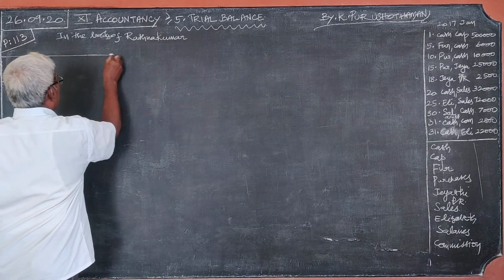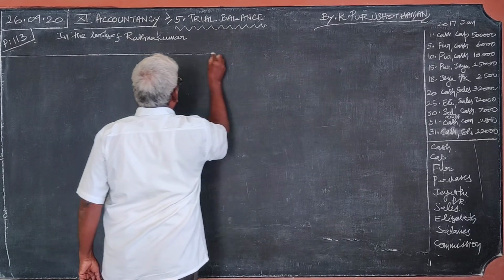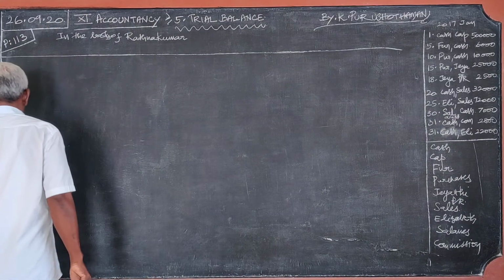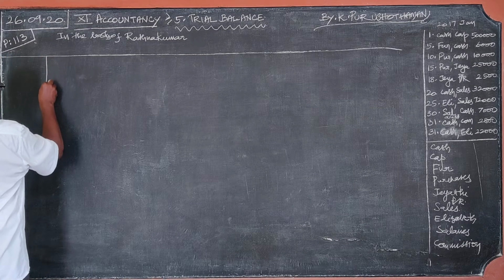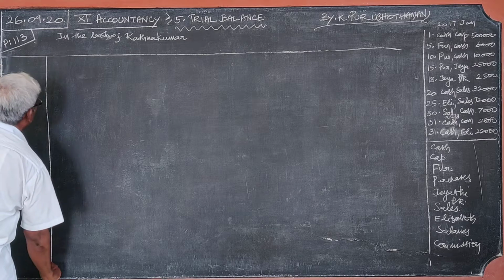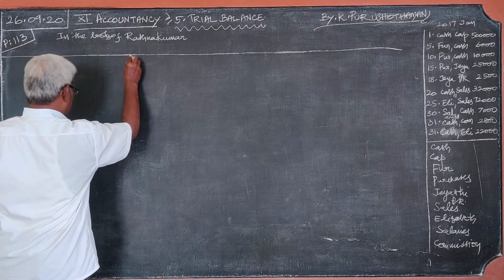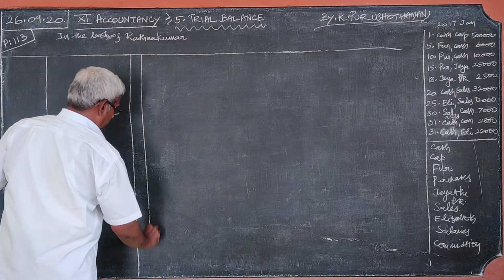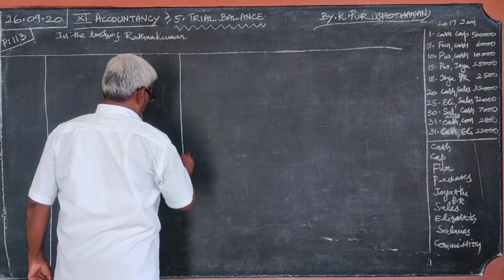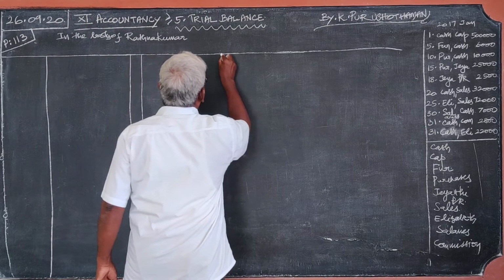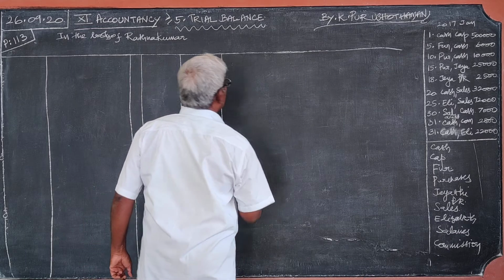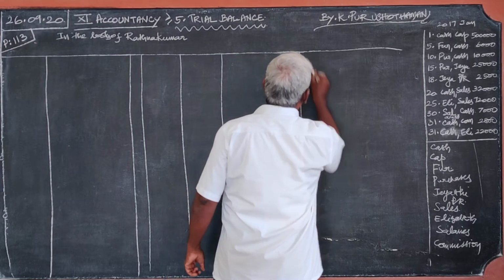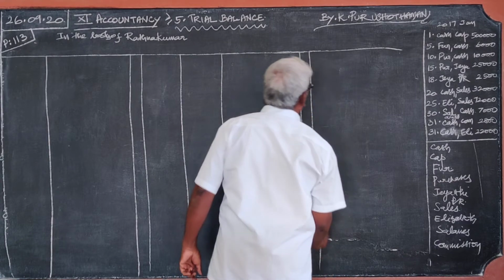We shall continue the ledger accounts now. Once I have written the columns, date, particulars, etc., I think I need not repeat the same: date, particulars, general folio, amount; date, particulars, general folio, amount.